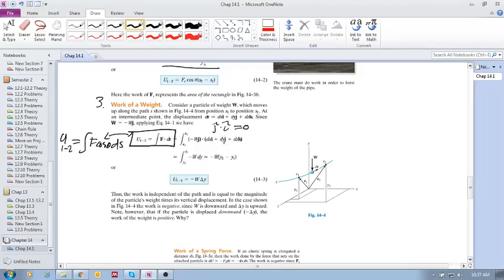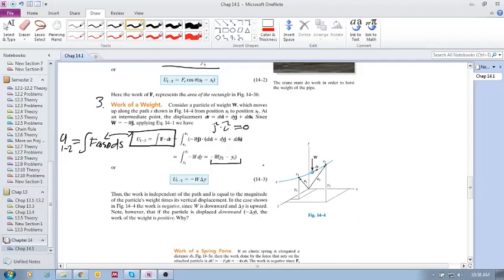Instead of looking in the x direction and the z direction, we are left with just the y direction. So the integral becomes, between y1 and y2, minus W dy. It is equal to minus W times the final vertical position minus the initial vertical position. And this is the expression for the work of a weight. It is minus W times delta y, where delta y is final minus initial.